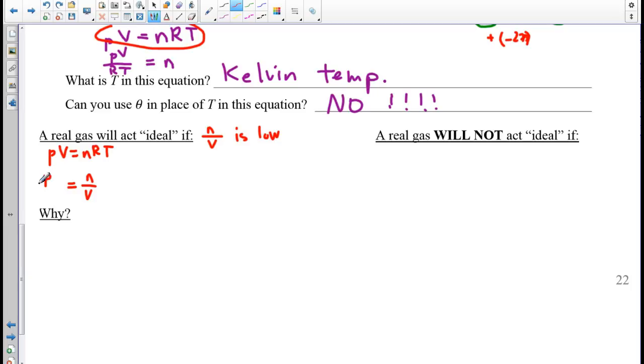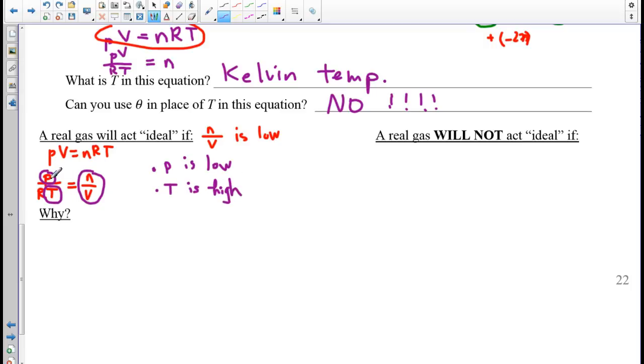N over V is pressure over R, the ideal gas constant, times the Kelvin temperature, the absolute temperature. So if you want the right side to be low, should pressure be high or low to make N over V low? Should temperature be high or low to make the density low? The answer is a real gas will act ideal if pressure is low and temperature is high.